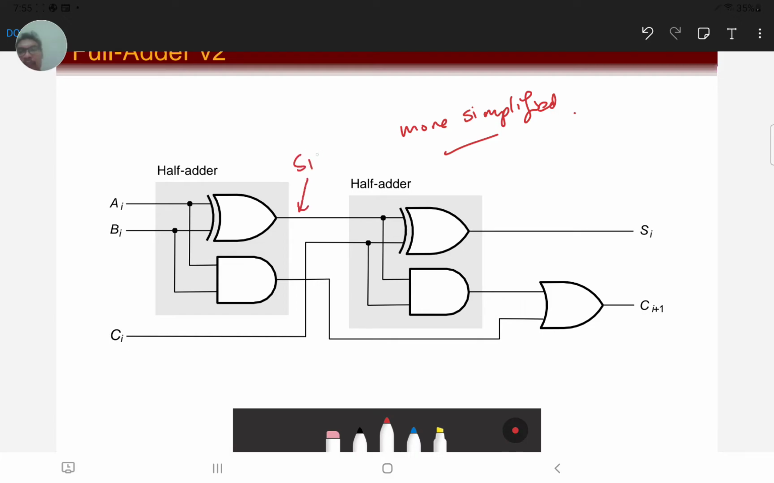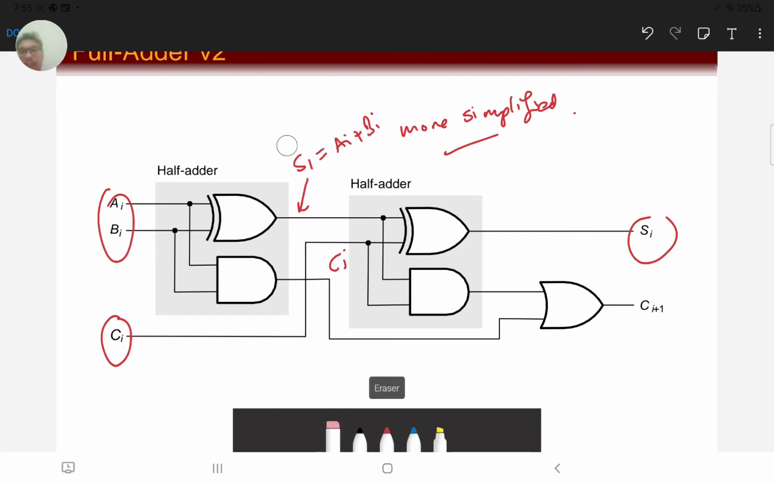Okay, S0 is AI plus BI, and the CI here is adding this one. So here is your CI. Okay, so your final SI, here we call it S0, is AI XOR BI. So your final SI here is in fact S0 plus CI, which is actually AI plus BI plus CI.